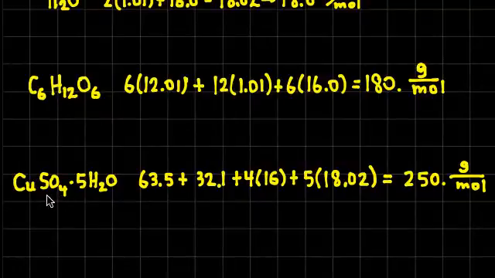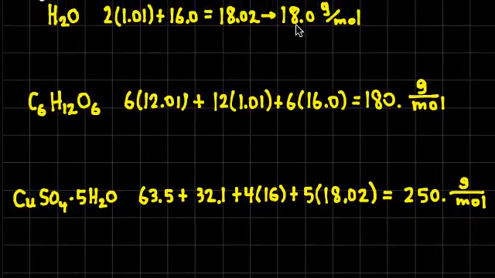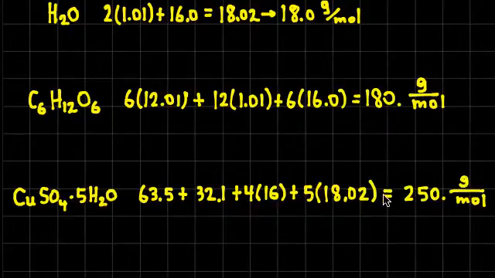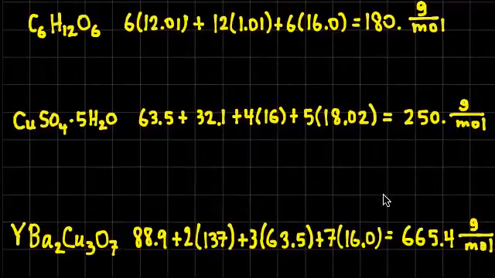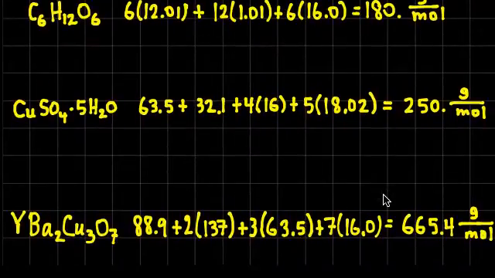Here's a formula unit of a salt, copper(II) sulfate pentahydrate: copper, sulfur, 4 oxygens, and 5 waters. I used the 18.0 number for water from above. There are 5 waters, and that all comes up to very close to 250 grams per mole. And of course, this unit is larger than this unit. Here's a really large unit cell of a superconductor: yttrium, barium, copper, oxygen. Add them all up. It's simple math, but it's always a challenge not to make a mistake.